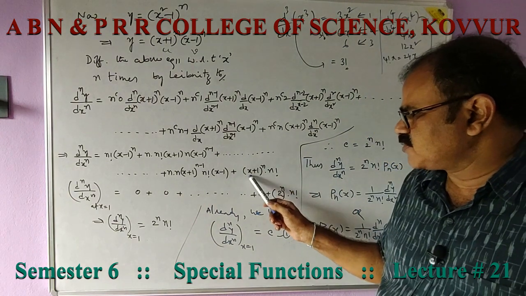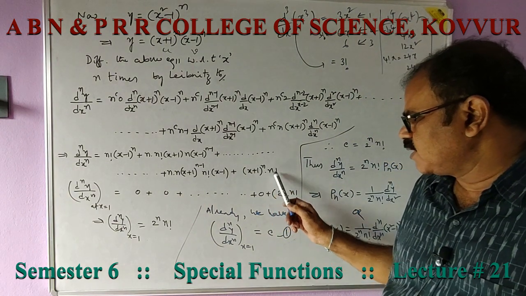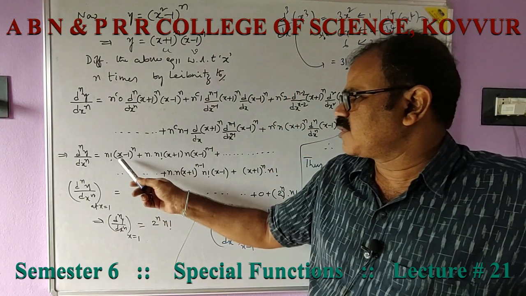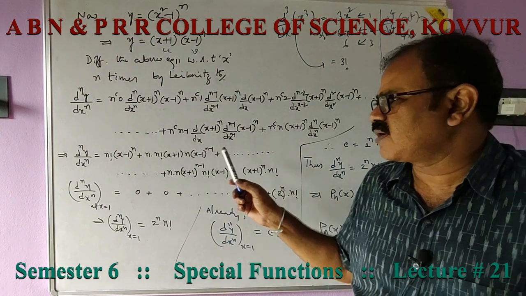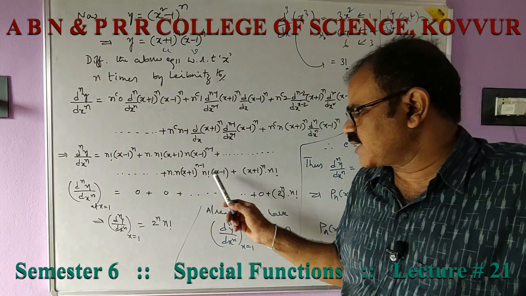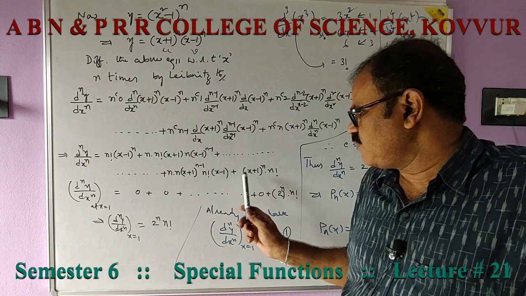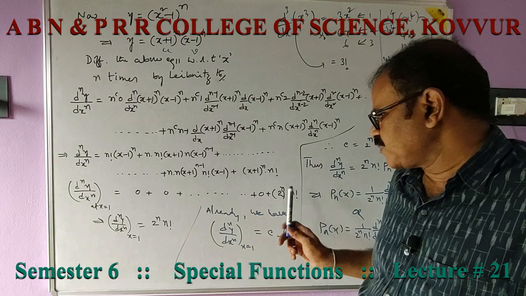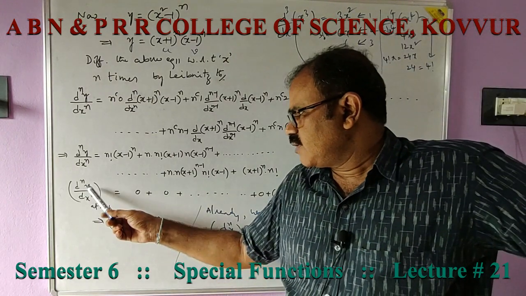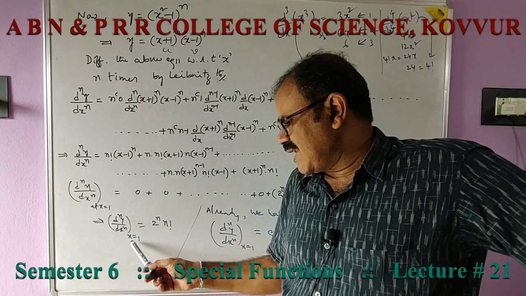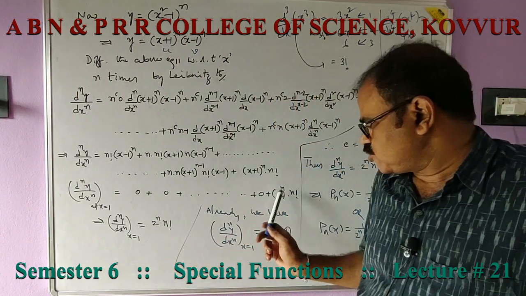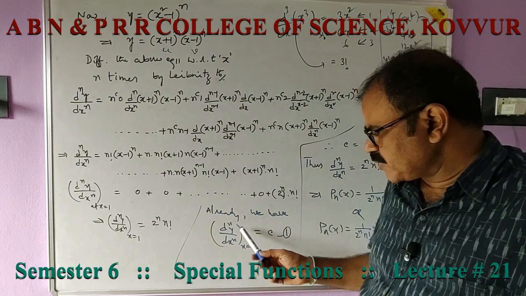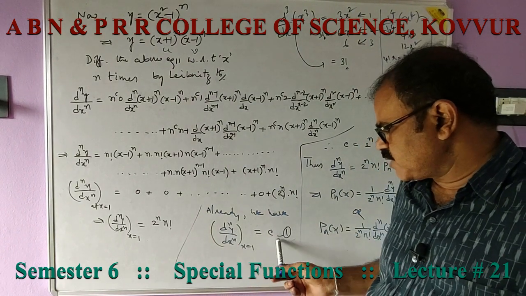What is that? When x is equal to 1, this is 1 plus 1, 2^n into n factorial. Remaining all the terms are zeros. Why? Because in every term there is x minus 1. When x is equal to 1, all those terms get 0. All those will vanish. This is the last term that will exist, which is 2^n into n factorial. Therefore d^n y by dx^n at x is equal to 1 is 2^n into n factorial. Already we have d^n y by dx^n at x is equal to 1 is c.